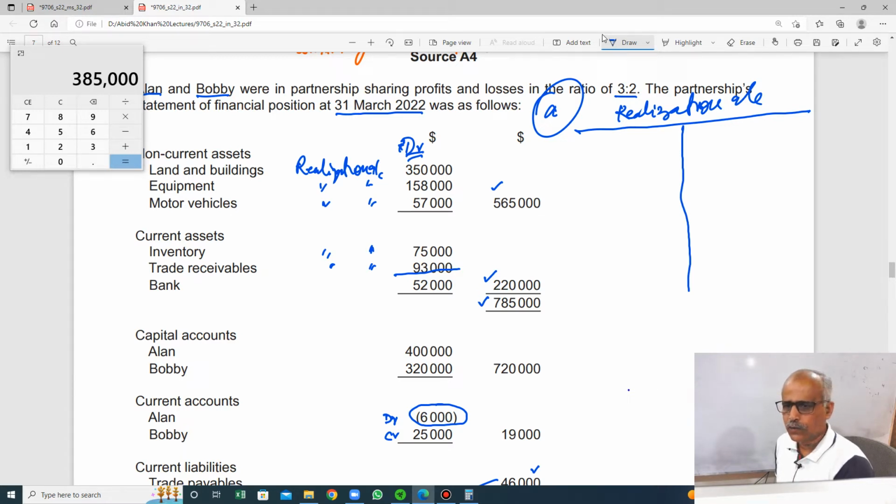Realization account will be debited with 350,000, 150,000, 57,000, 75,000 and 93,000. So they all accounts will become closed from your book.